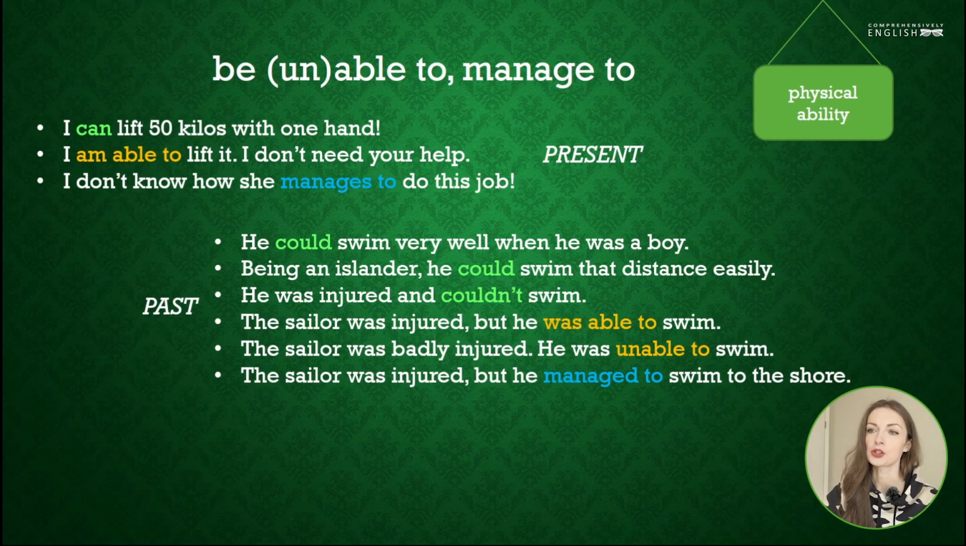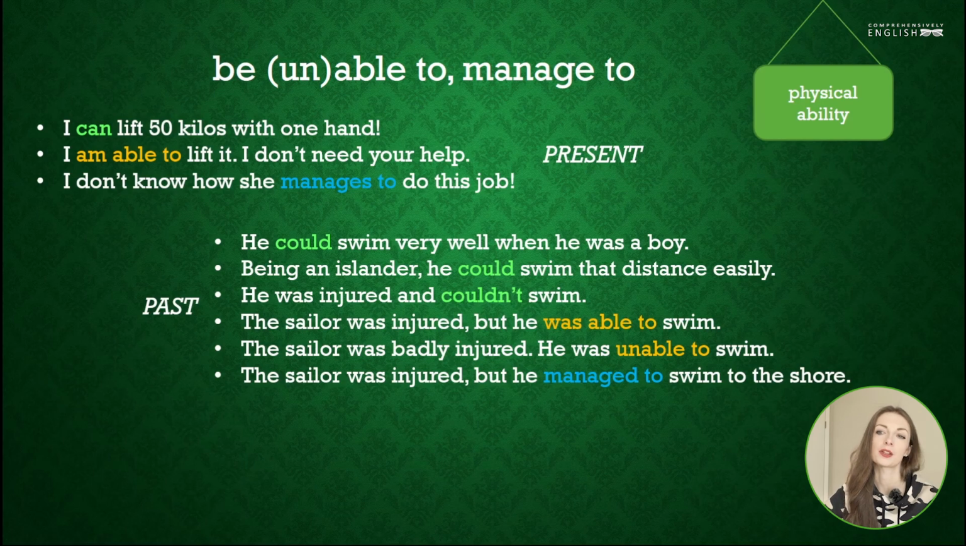He was injured and couldn't swim. Here we state somebody's physical inability to swim. He couldn't swim. He didn't have this physical ability in the past. The sailor was injured, but he was able to swim. We speak about somebody's ability to perform an action in a particular situation in the past. Despite this challenge, despite the fact that he was injured, he was able to swim.